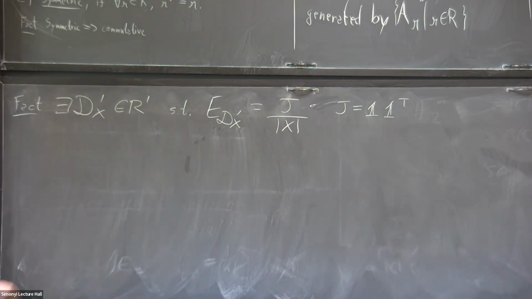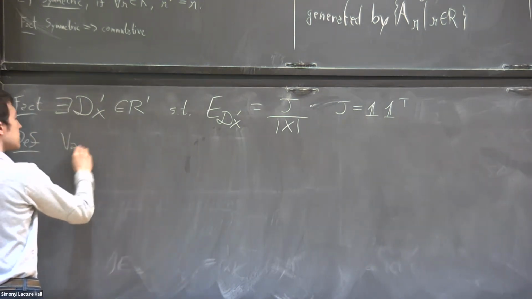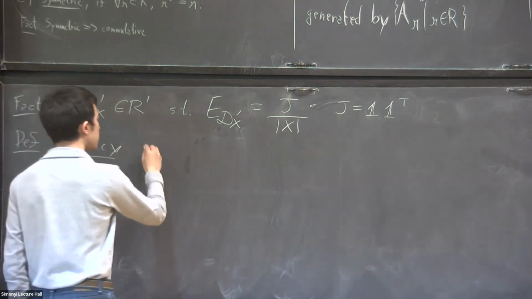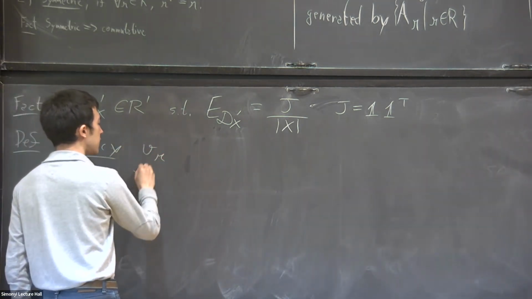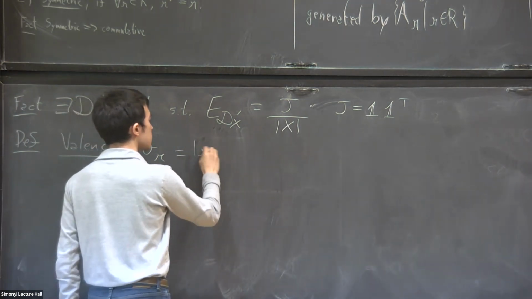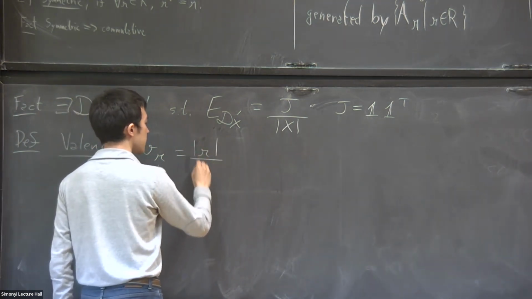Okay, so this is a random fact, and we're going to define a couple of things. First is the valency. So valency of R, this is V_R. Again, R is some relation. This is just going to be the size of R divided by X.